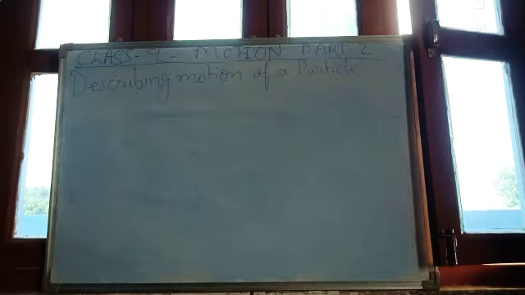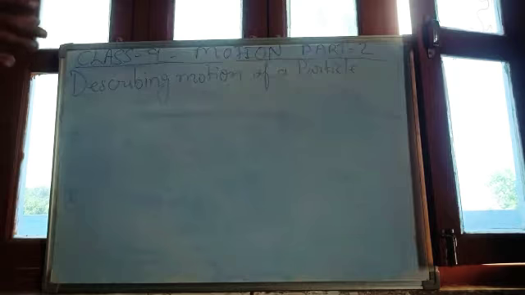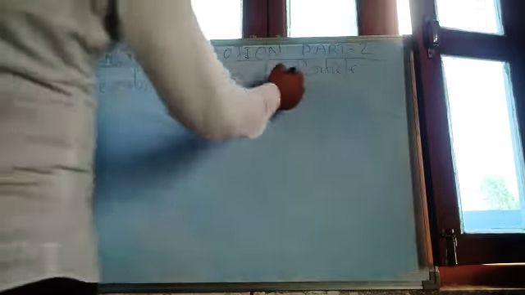Hello students, this video is for class 9 motion part 2. In part 1 we have already discussed the motion, when a body is said to be in motion and when a body is not said to be in motion, meaning at rest. Now in this part we will describe motion of a particle.